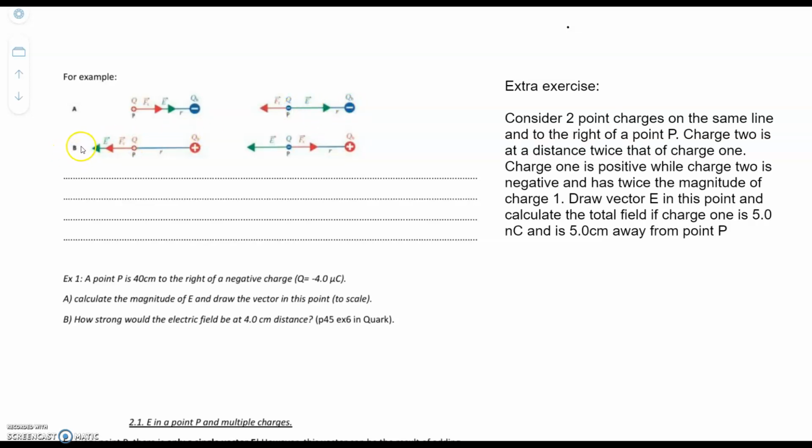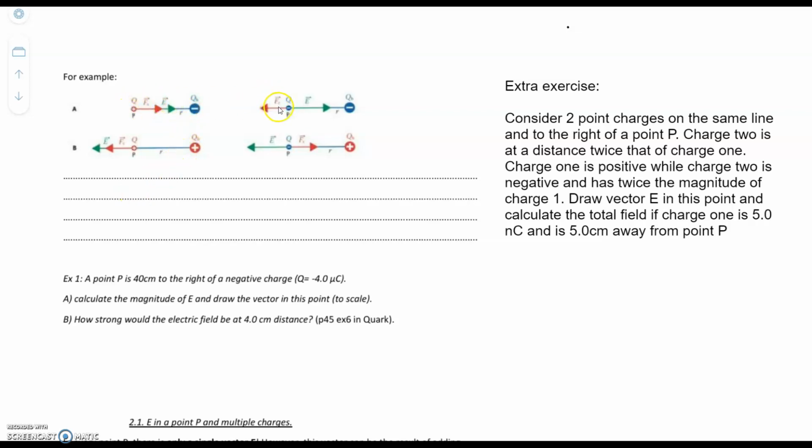Whereas in situation B, you have positive source charges. And if you want to know what the field E is, the green vector in this case, it is pointed away from the point charge. So this is something you can write down on the first 2 lines here. If QB, your source charge, is positive, the vector E is pointed away from the source charge. If it is a negative source charge, E is pointed towards it.